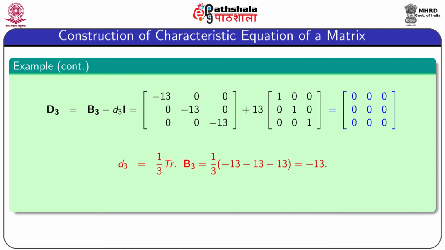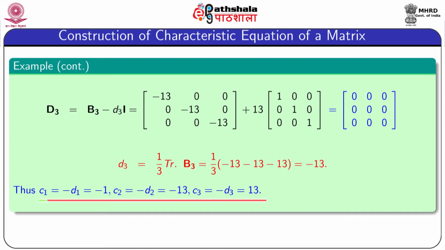That means we have calculated all the d's: d1, d2 and d3. Therefore, the coefficients of the characteristic polynomial, or the characteristic equation, are C1 equals minus d1, which is equal to minus 1, C2 equals minus d2 equals minus 13, C3 equals minus d3 equals 13. Therefore, the characteristic equation is lambda cubed minus lambda squared minus 13 lambda plus 13 equals 0.